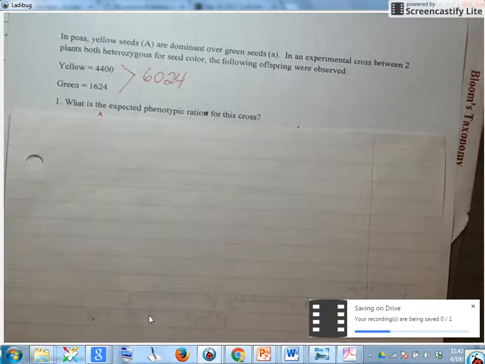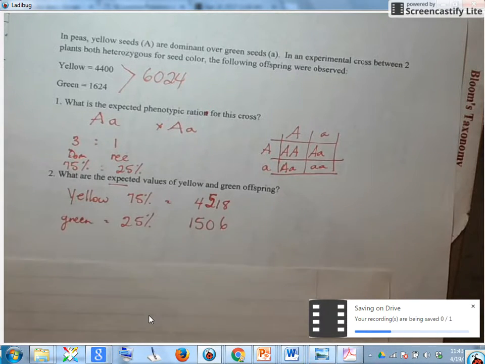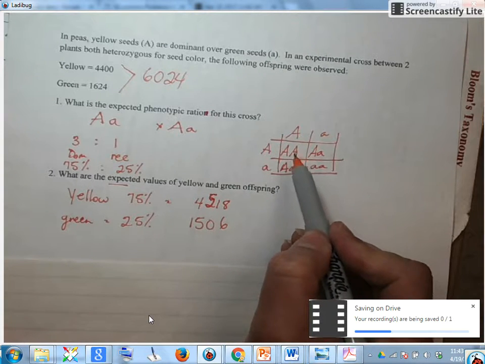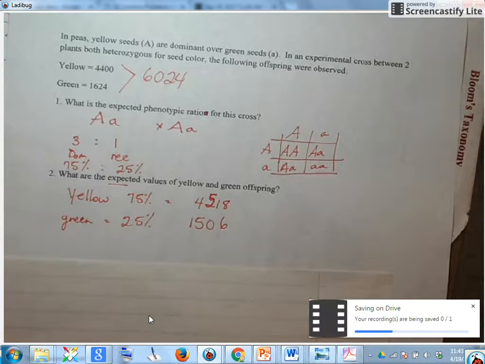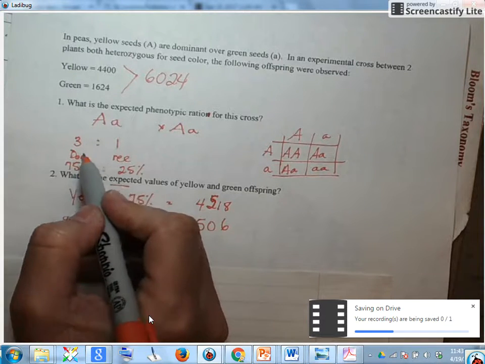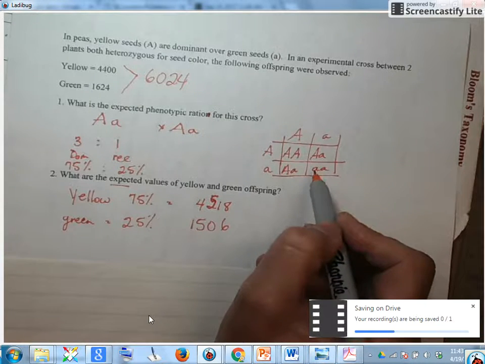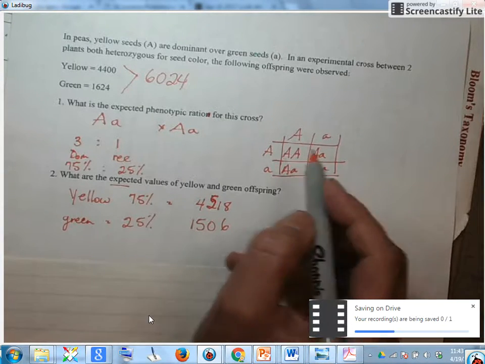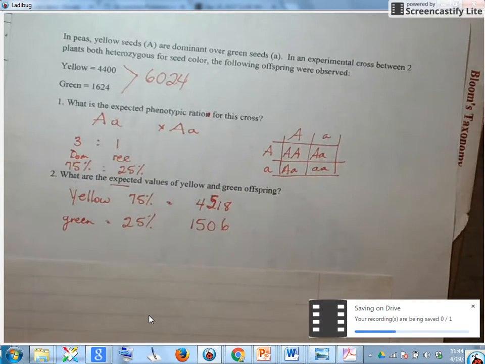So you ask yourself, what is the expected ratio for this cross? In this cross, we crossed big A little a times big A little a. So if we do that cross, what do we expect? Out of these four possible offspring, 3 of them are going to be the dominant phenotype, and 1 out of 4 will be the recessive green phenotype. As we know, 3 out of 4 is 75%, 1 out of 4 is 25%.